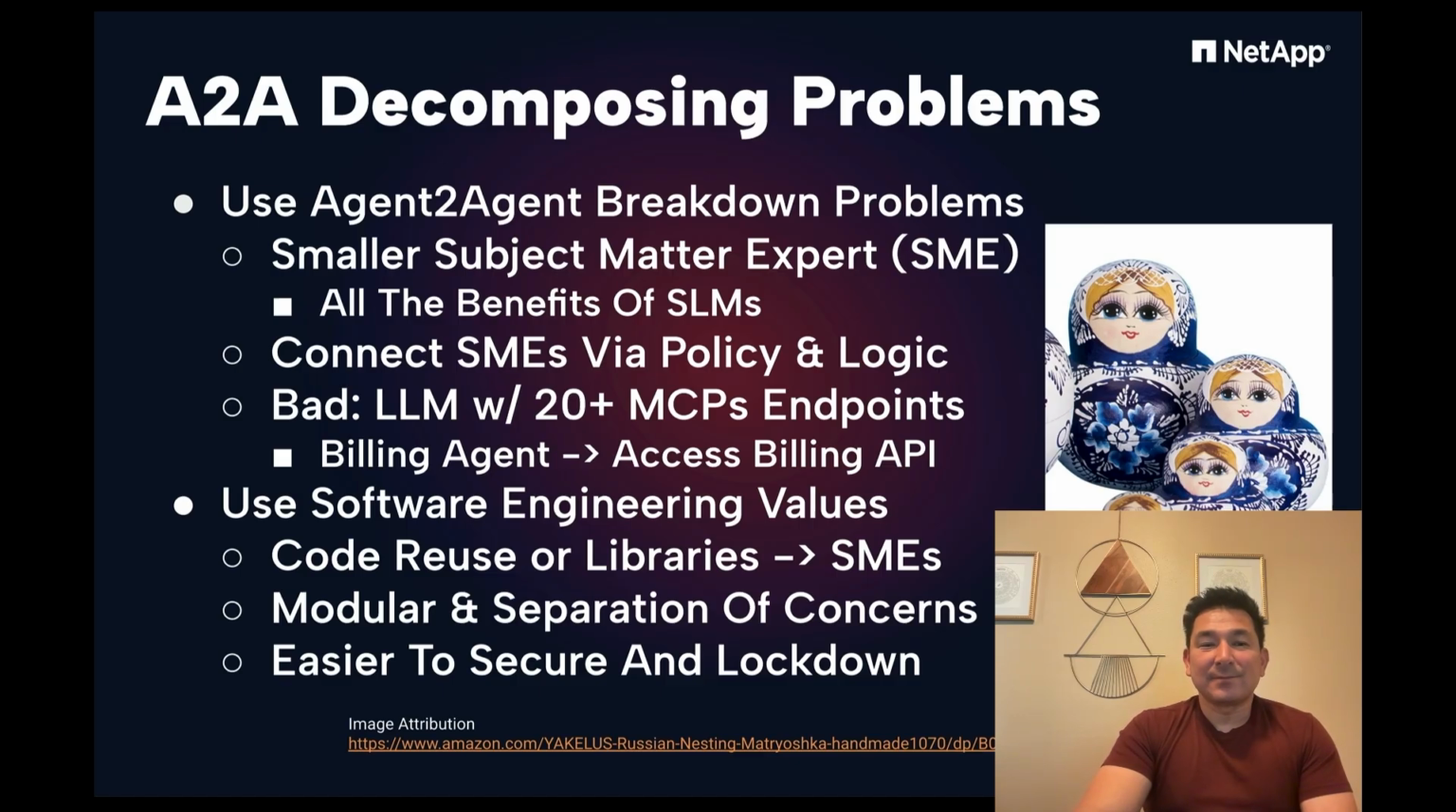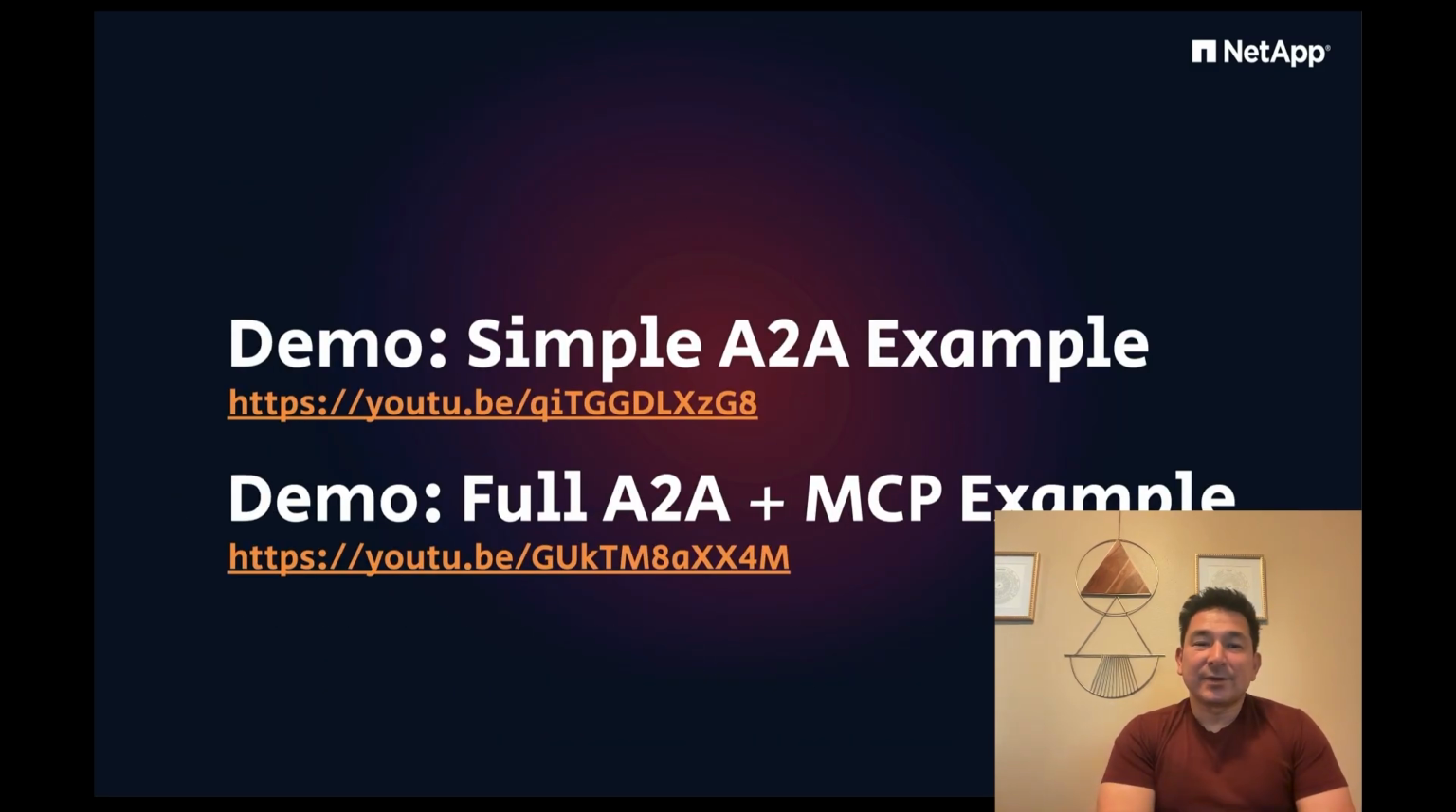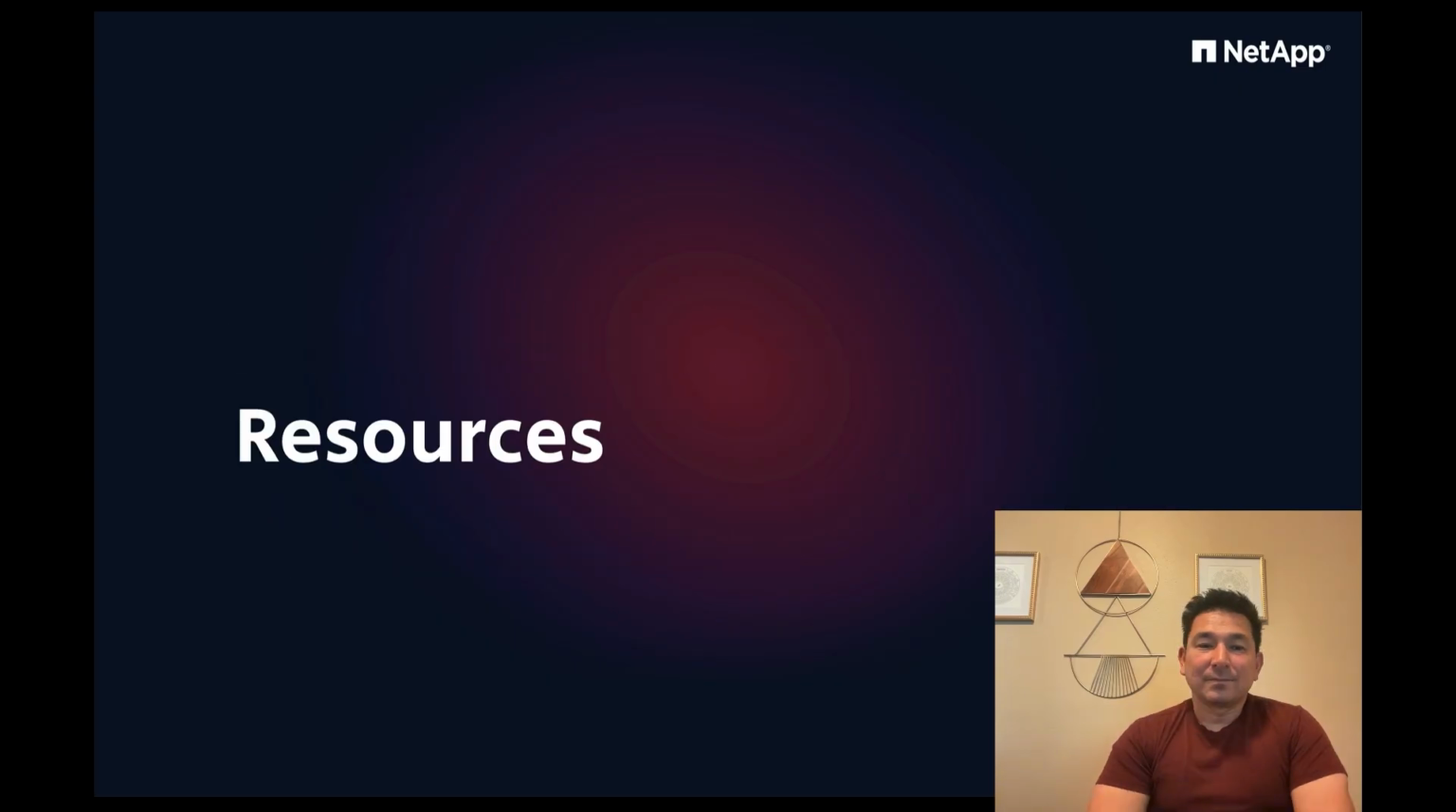If you create a subject matter expert like a billing agent that only has access to the billing APIs, you can funnel all of your billing related problems to this subject matter expert. And this subject matter expert will only ever access the billing APIs. If you're interested in trying out a simple agent-to-agent example or a more complex agent-to-agent example using MCP, you can go ahead and click the links for these two demos below.